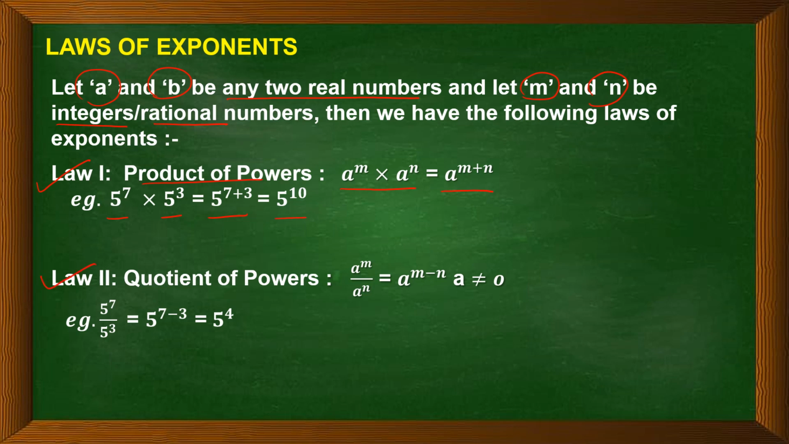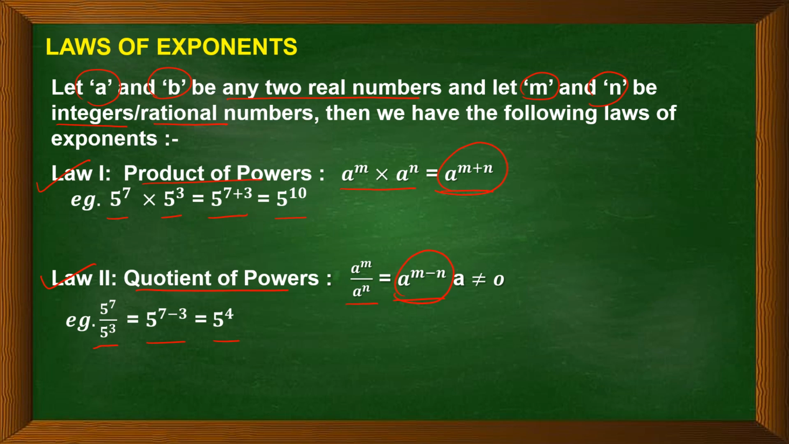Now second law is quotient of powers, that is a raised to power m upon a raised to power n, which is equal to a raised to power m minus n. Now over here we have added the powers, over here in case of division we have subtracted the powers. Like 5 raised to power 7 divided by 5 raised to power 3 is equal to 5 raised to power 7 minus 3, which is equal to 5 raised to power 4.